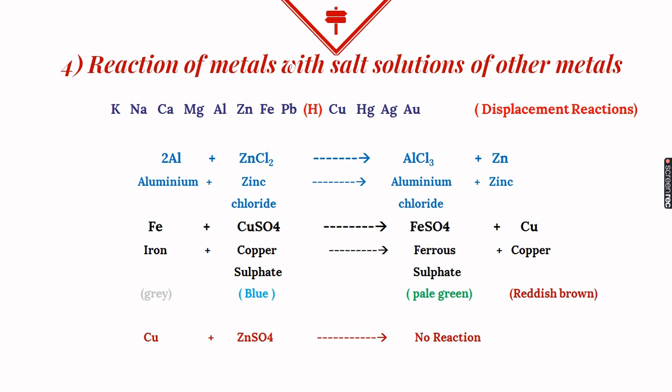Now this reaction is a sure shot method to know which metal is more reactive and which is less reactive. For example, if we take copper and react it with zinc, we see copper is placed lower and zinc is placed higher. So it means zinc is more reactive. So copper cannot displace zinc from its salt solution.